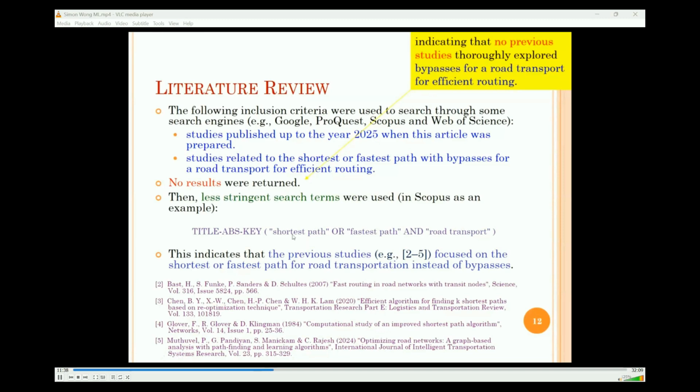I use these keywords: shortest path, fastest path in road transport. So I skip the word bypasses, and I found some previous studies. For example, the studies indicated in this number, 2 to 5, focus on the shortest or fastest path for road transportation instead of bypasses.